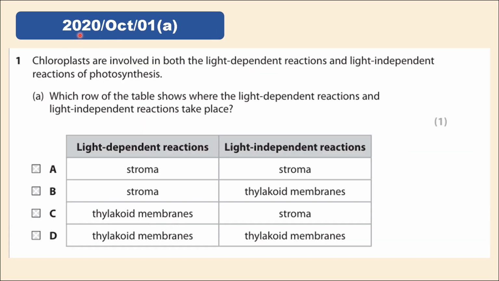The next question is from the 2020 October paper. This question is straightforward. You have to find the row of the table that shows where the light-dependent reactions and light-independent reactions take place. It's quite simple. Answer C. Light-dependent in the thylakoid membrane and light-independent in the stroma.